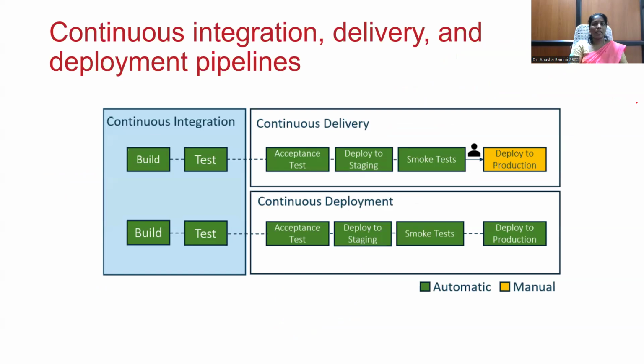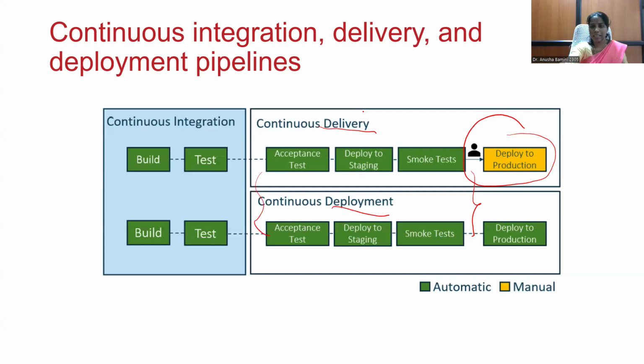So this is another architecture for continuous integration, delivery, and deployment. In continuous integration, only building and testing the code is done. In delivery, there is acceptance test, deploy to staging, and smoke test, and both continuous delivery and deployment are similar till this point. Okay. The only change between delivery and deployment is that in delivery, a human test is necessary. Okay, a person tests the code before deploying it to production. That is the difference between delivery and deployment.